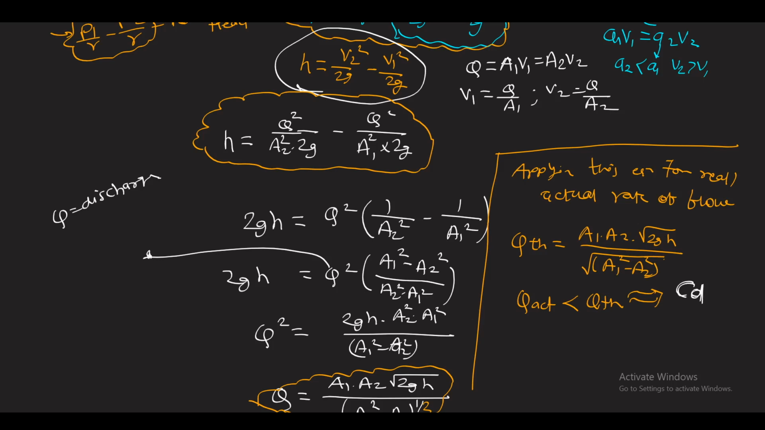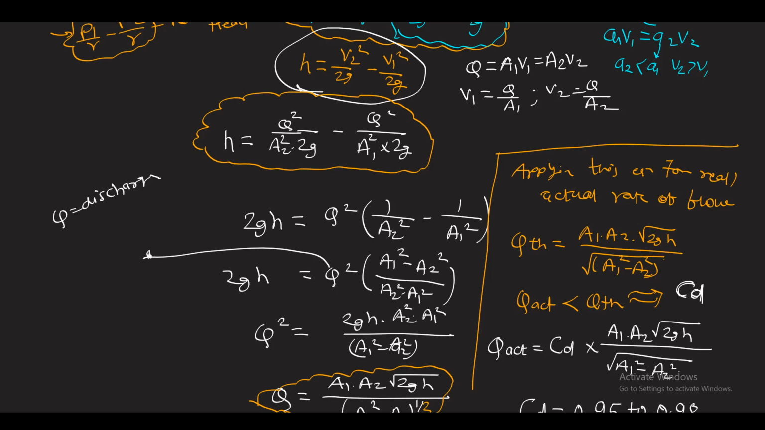So if I have to obtain the Q actual, I multiply this CD by the Q theoretical. What is that Q theoretical? A1 A2 square root of twice GH divided by root of A1 square minus A2 square. And this value of CD for the venturimeter lies between 0.95 to 0.98. So this is all about the venturimeter.